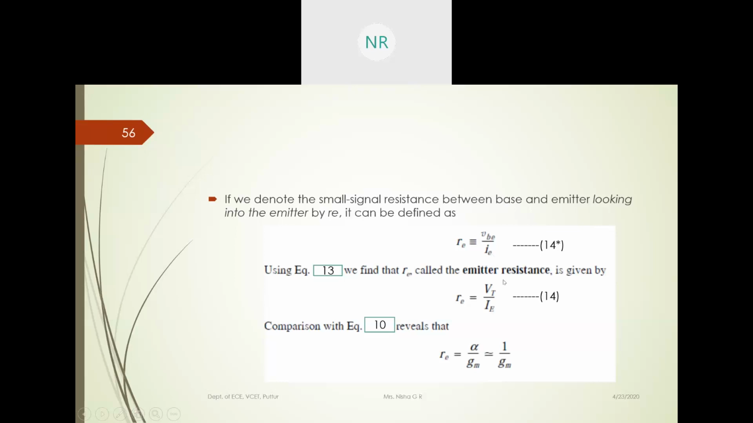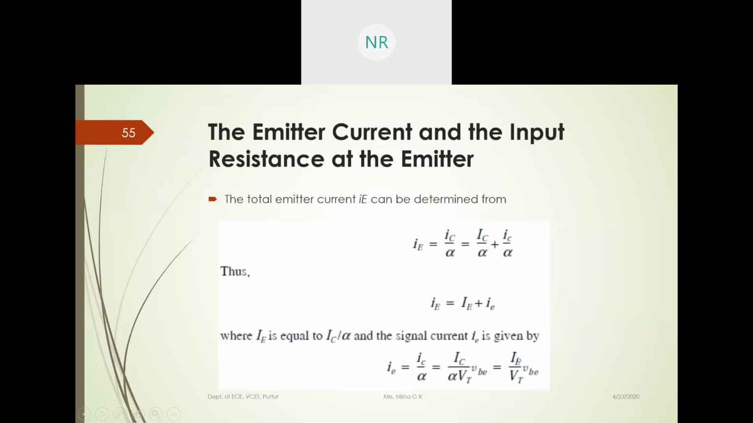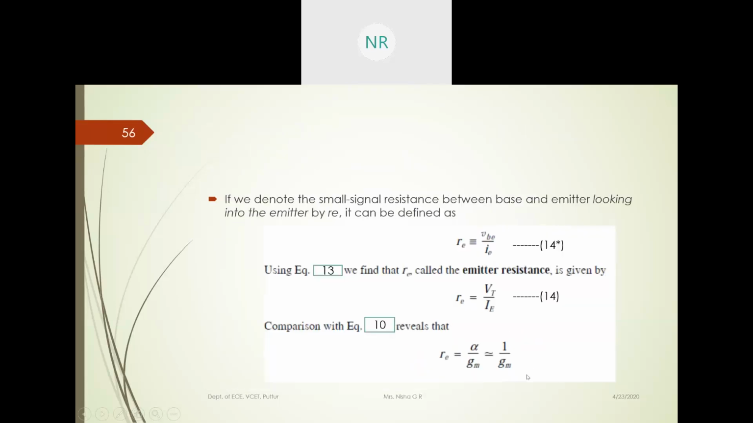Now RE is called the emitter resistance and is given by VT by IE. How are we going to get this VT by IE? By substituting the IE value. The IE value we have got is IE by VT into VB. If I substitute that, I'll get VT by IE. So you can write it either as VB by IE, or as VT by IE.